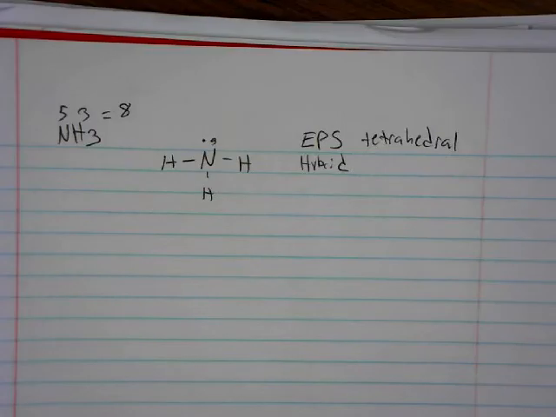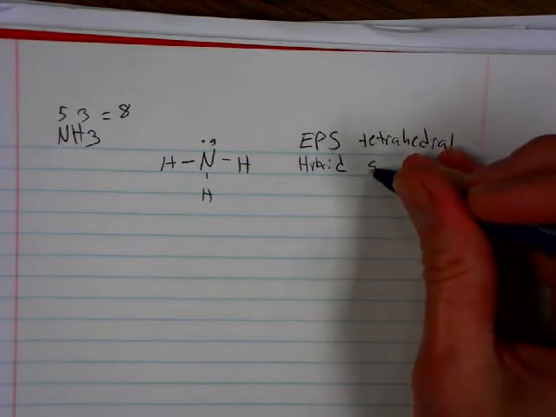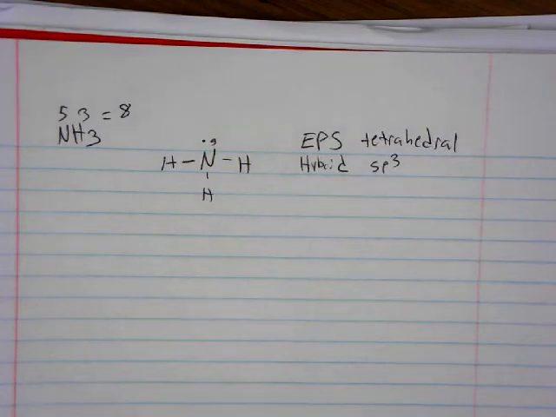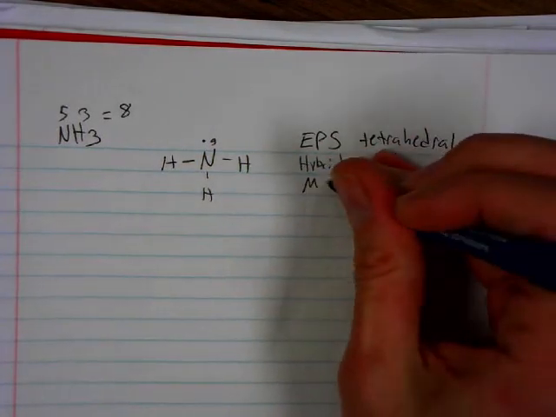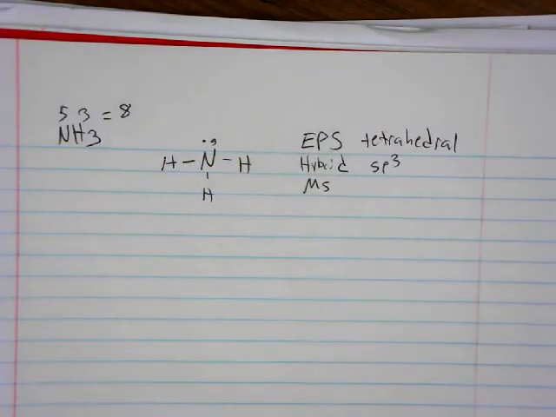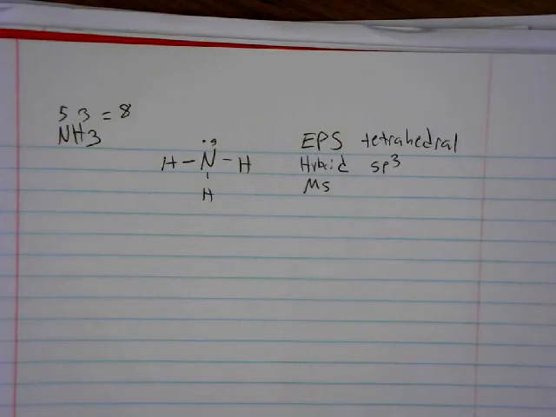Trigonal pyramidal. Tetrahedral. Why isn't it tetrahedral? Tetrahedral is my electron pair structure. My hybridization just has to add up to your electron pair sites. You have one S, you have 3 possible P's, then you go into the D's. So how many electron pair sites do I have? 4 sites, right? So SP3.